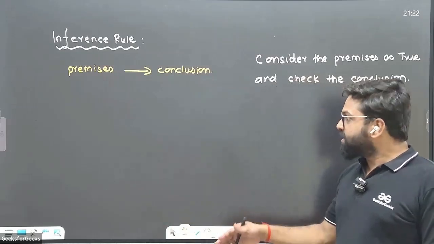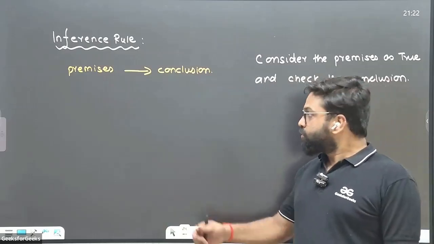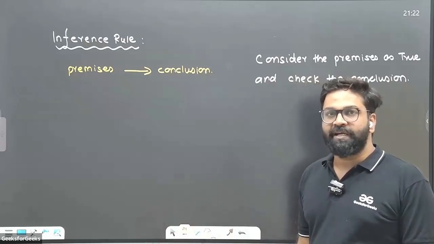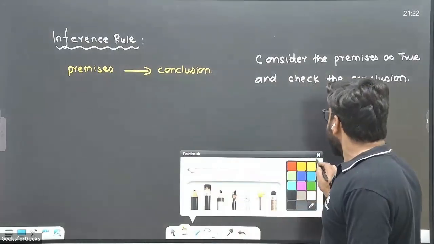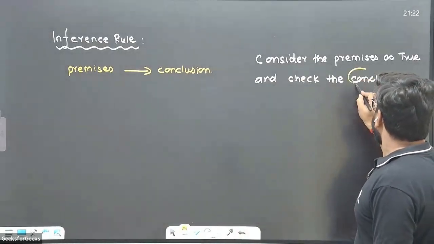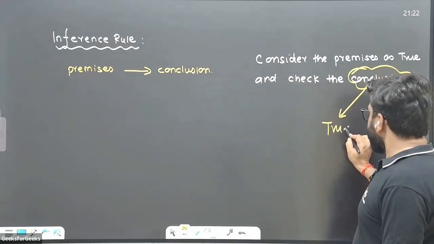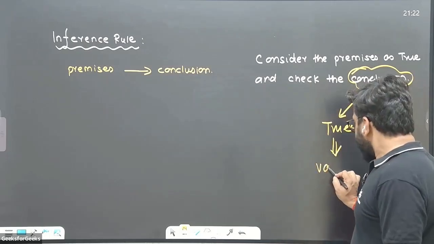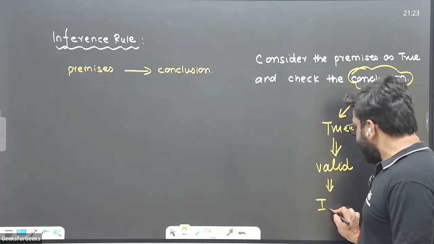What exactly are the premises? The left side is the premises, and you have to consider that as true. When you consider the left side as true, you have to check the right side. Consider the premises as true and check the conclusion. Now, the conclusion may have two outcomes. First, if your conclusion is also true, then the whole expression will become valid, and that comes under the inference rule.